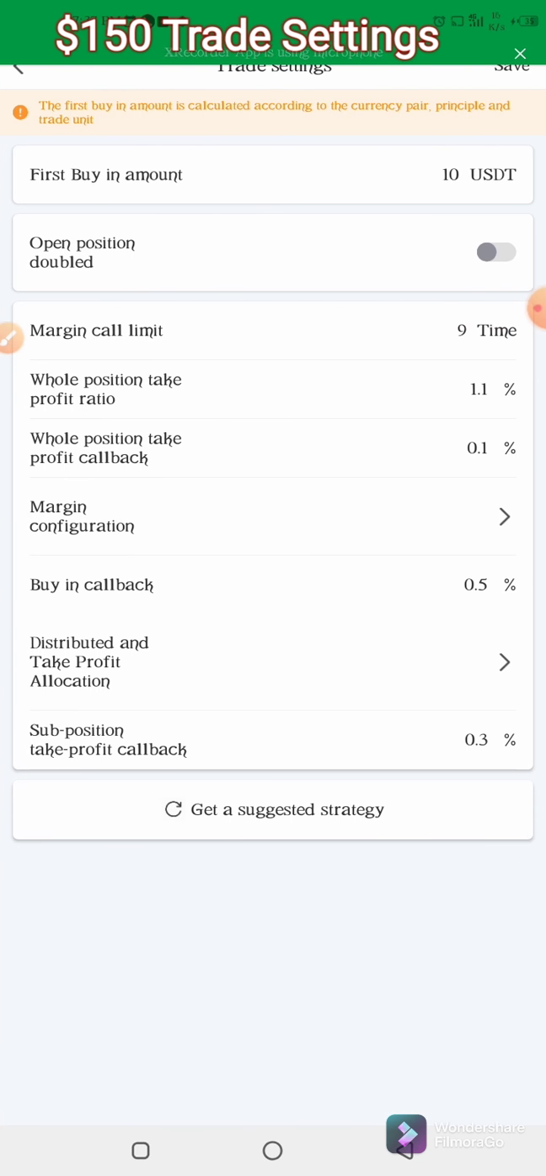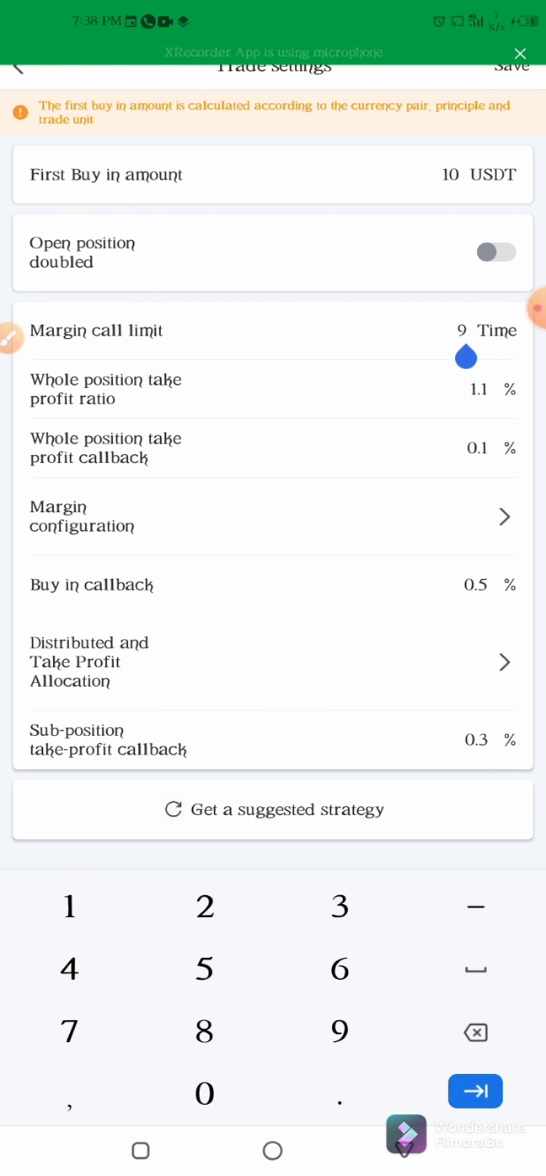For a $150, you have to open 14 limits, margin call limit 14, like you have it there. Leave it at whole position take profit ratio 1.1%, whole position take profit callback 0.1%. I've explained all this, I don't need to delve into it. So move on to buying callback, leave it at 0.5. I've explained all this. So position take profit callback, leave it at 0.3.